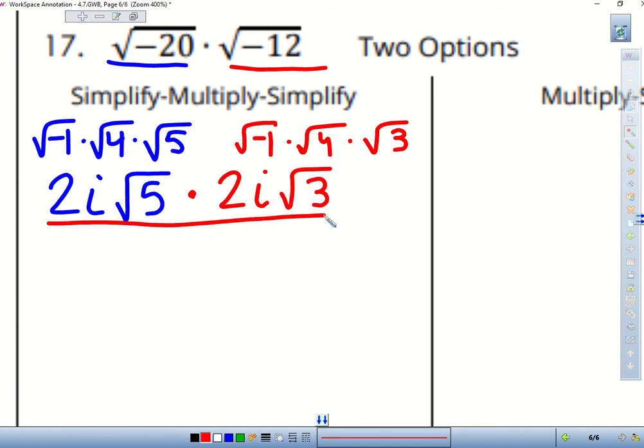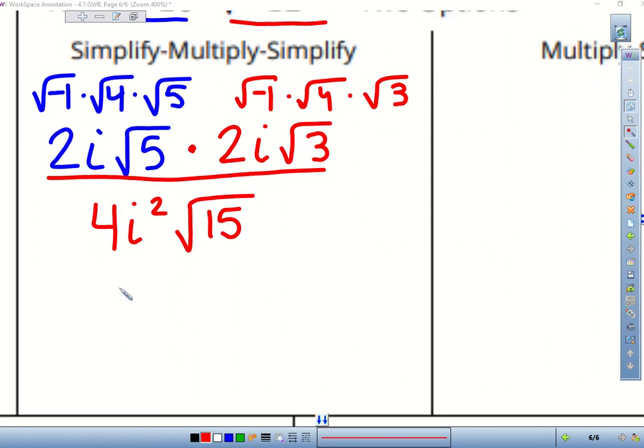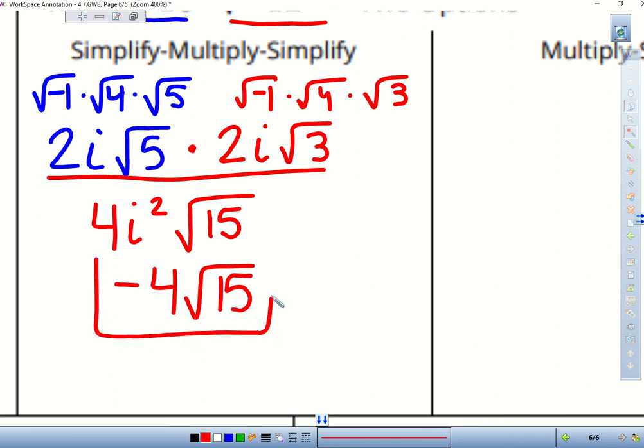Now we're going to multiply these together, okay? What's 2i times 2i? 4i squared. Good. What's 5 times 3? 15. And what is i squared? -1. What's 4 times -1? -4. Now radical 15 doesn't break down because there are no perfect square numbers other than 1 that go into 15. So that's as simplified as it gets.